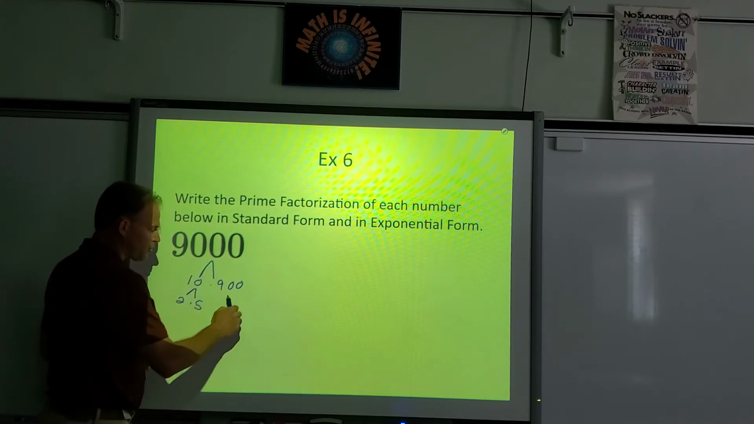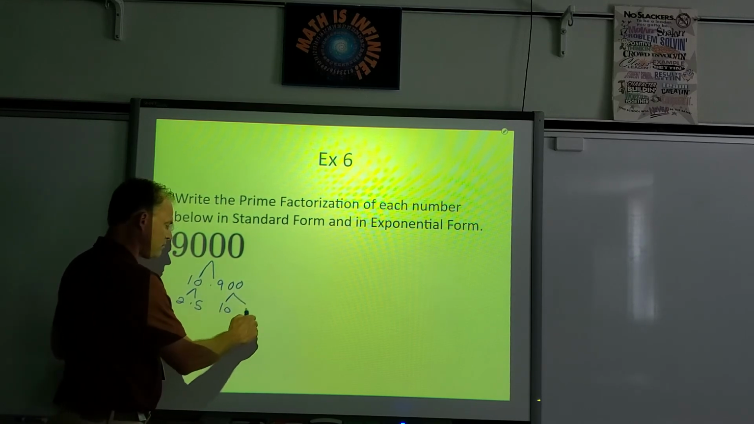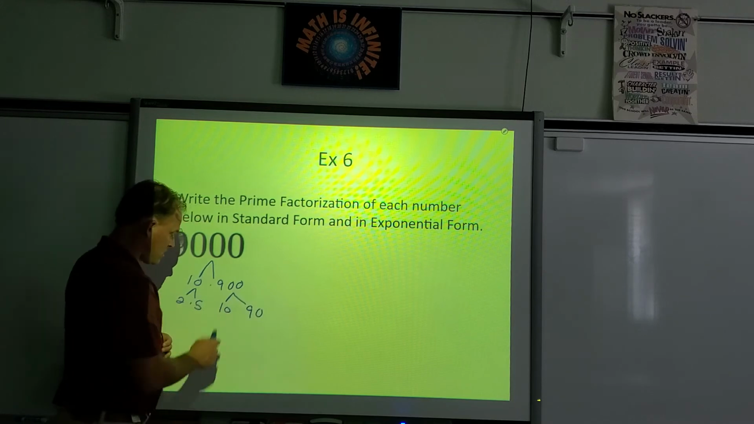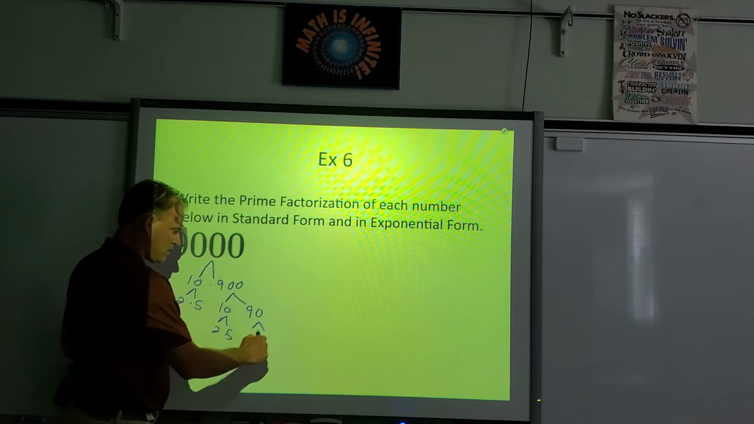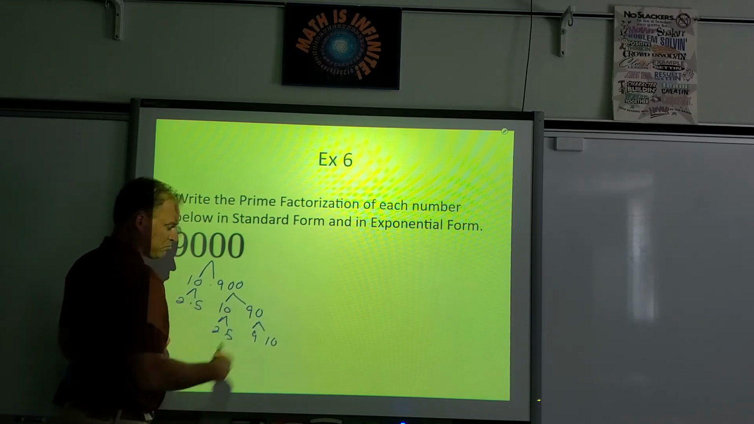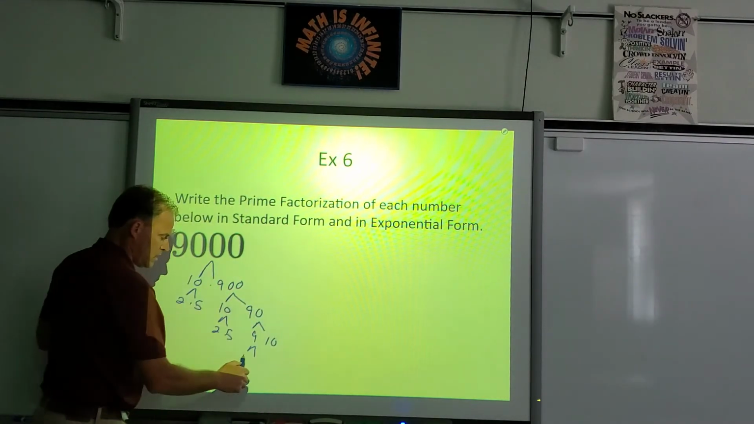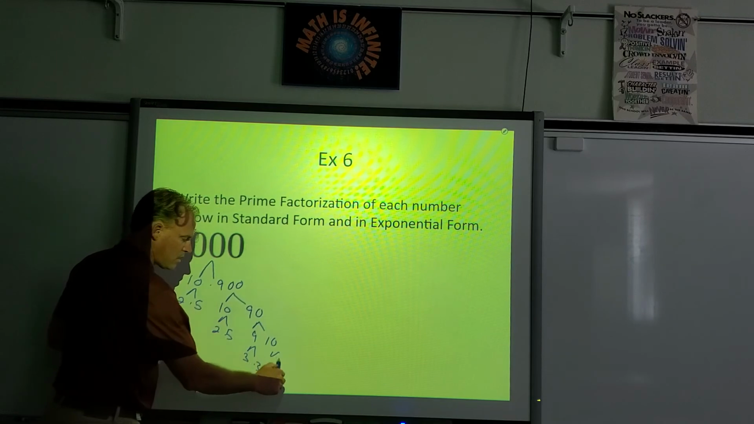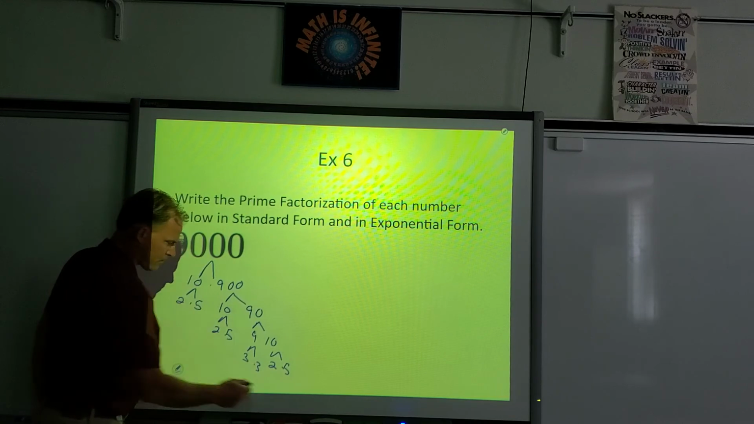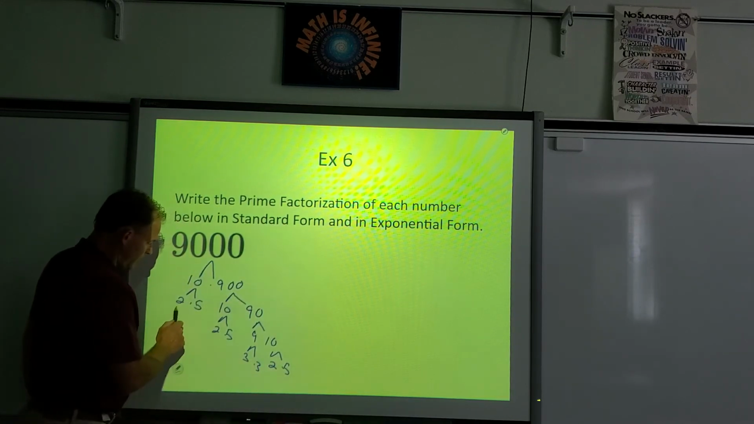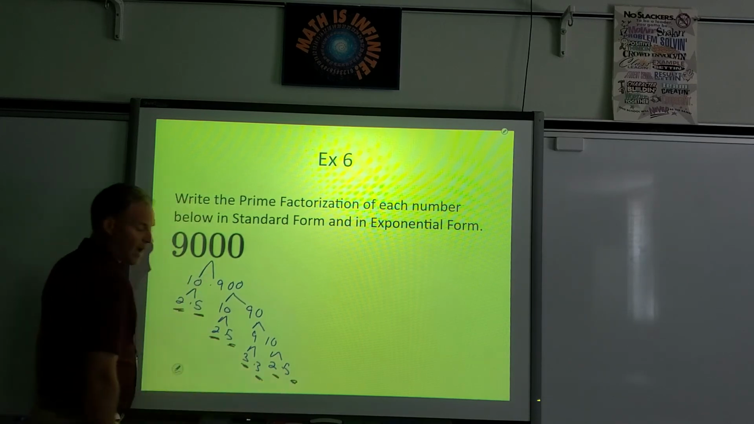Okay, go over here to this branch. 900. Again, ends in 0, so I've got 10 and 90. 10, well, we just did that. That's 2 and 5. 90, 9 and 10. 9, not prime. Keep going. 3 and 3, 2 and 5. Holy cow. So let's just look at our numbers here. I've got a 2, a 5, a 2, a 5, a 3, a 3, a 2, a 5.